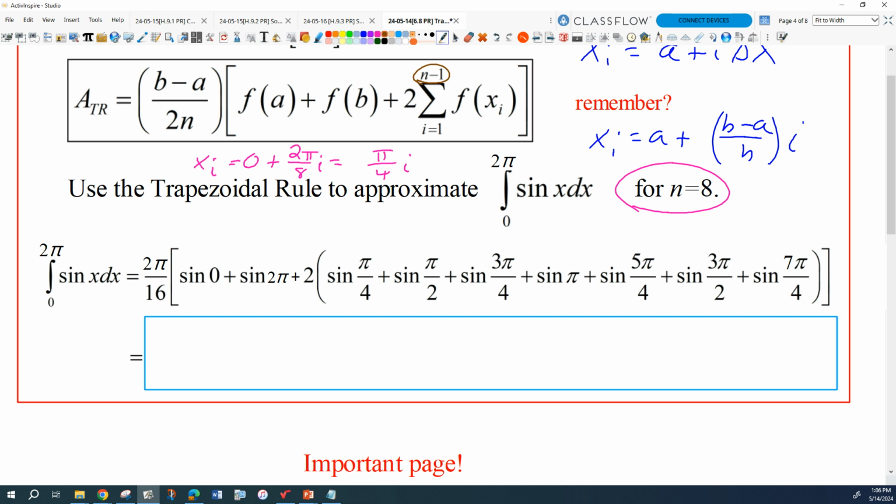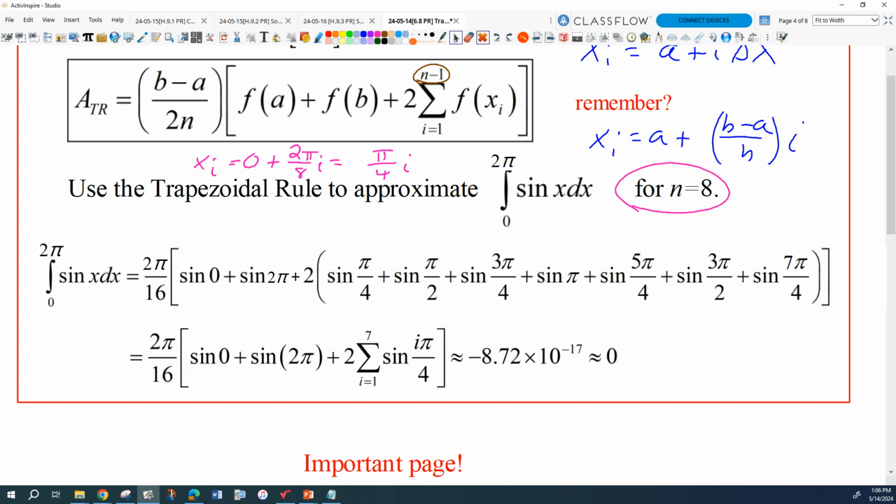So that's our answer. We could use technology, though, to add up this big long sum. We could use technology by just summing sine of i times pi fourths as i goes from 1 to 7 and let a calculator do it. And if we do all that, we get the answer negative 8.72 times 10 to the negative 17th. What's that trying to tell us? Yeah, probably approaching 0, right? And it is 0. We know it's 0. The sine function from 0 to 2 pi has just as much area above as it has below, right? So we knew the answer had to be 0.